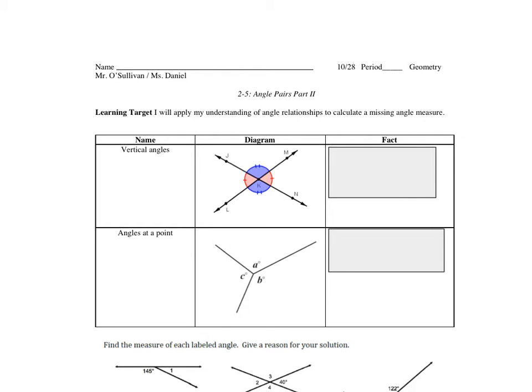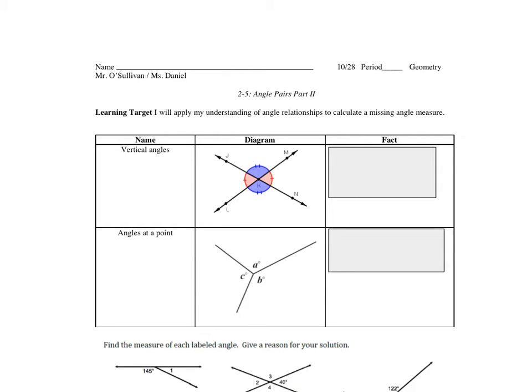Today we're going to be doing lesson 2-5, angle pairs part 2. So this is basically a build off of what we did yesterday in finding our missing angles. Today's learning target is I will again apply my understanding of angle relationships to calculate a missing angle measure.